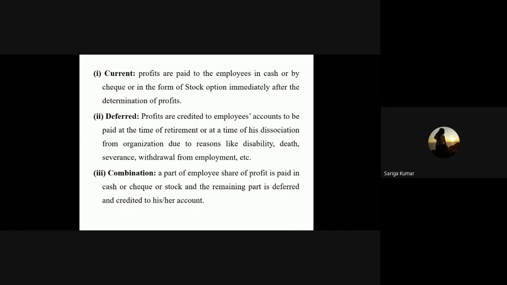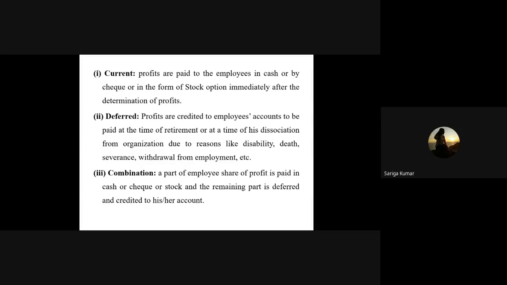Now, deferred talks about profit whose amount is credited to the accounts of the employees. It will be paid at the time of retirement, or sometimes in between, only for a reason: they become disabled for working, or death may happen, in which case their dependents or nominees will get it. Maybe some withdrawal, etc. They may also leave the organization in between. So these people are going to get whatever profit has been accumulated in their account.